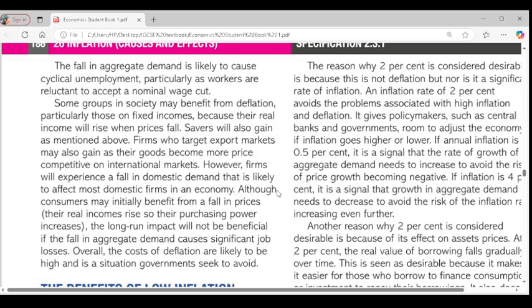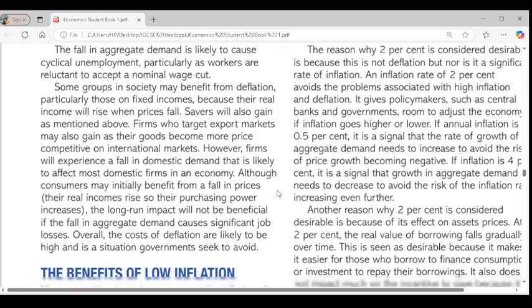But what happens to domestic consumption? Domestic consumption would fall because consumers would rather save than spend during deflation. Yes or no? So domestic firms would be worse off, but firms that are selling internationally will be better off. Is it clear? Any question about that? No. So that's about the cost of deflation. So we'll go on to the benefit of low inflation.